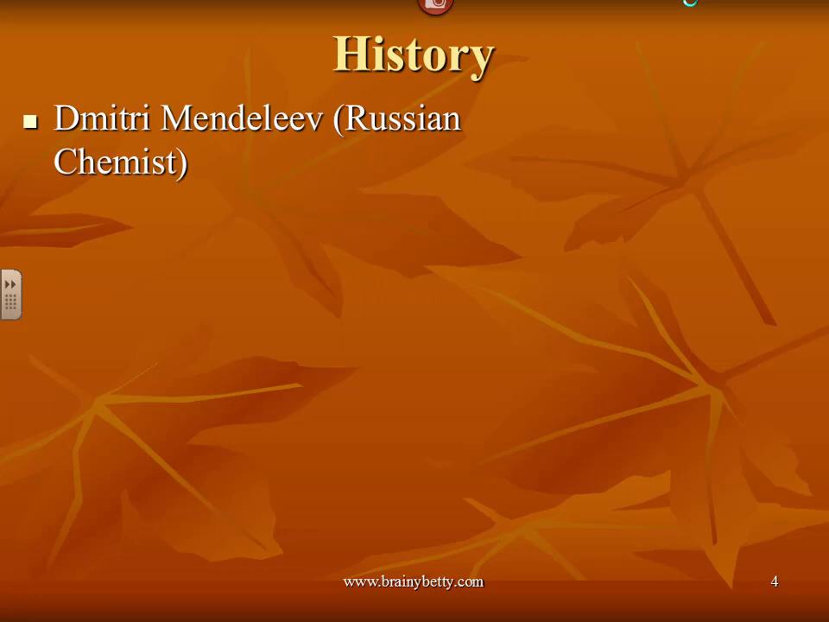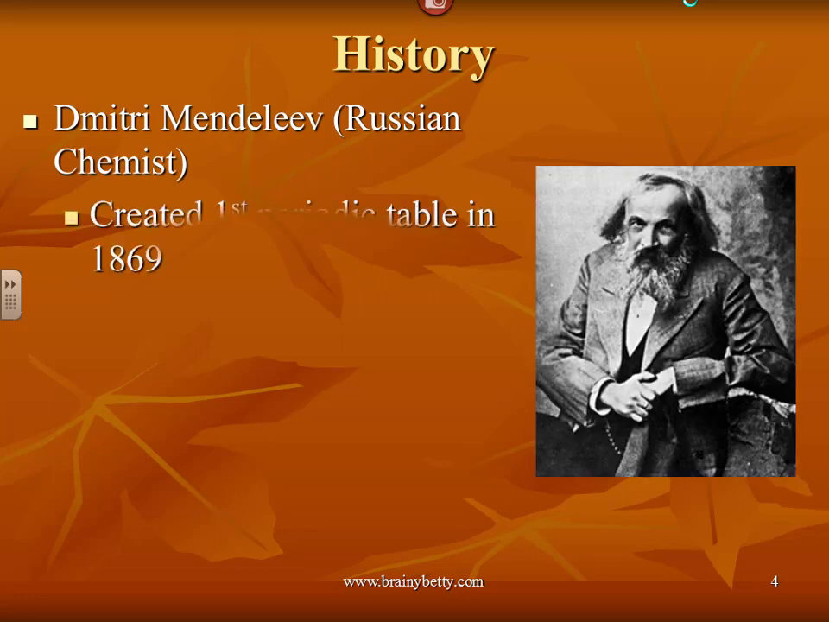And that's where this guy comes in. Dmitri Mendeleev. He was a Russian chemist. Students usually tell me his picture is kind of scary looking. He looks like a hobo. That's a new one. Dmitri Mendeleev was responsible for creating the first periodic table in 1869.